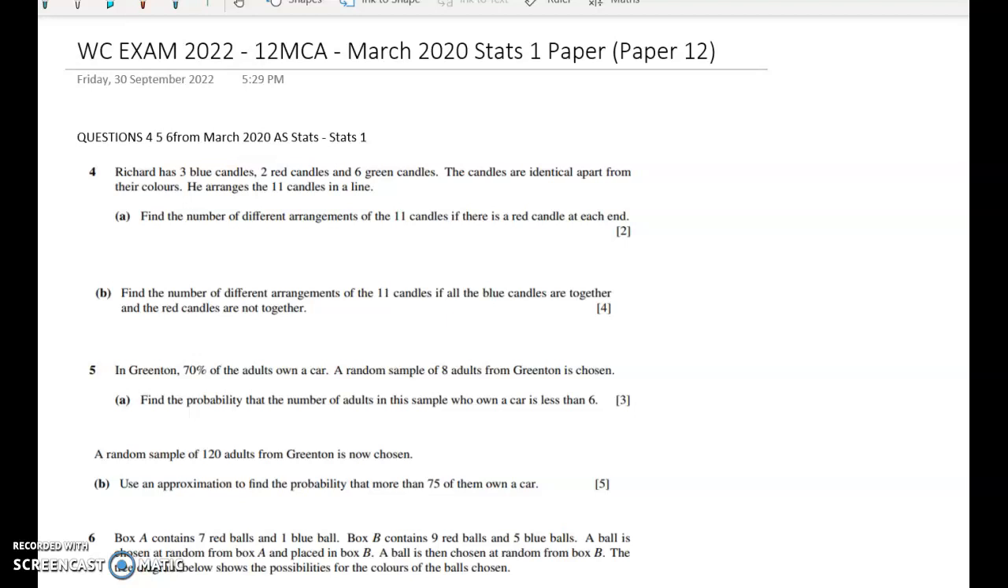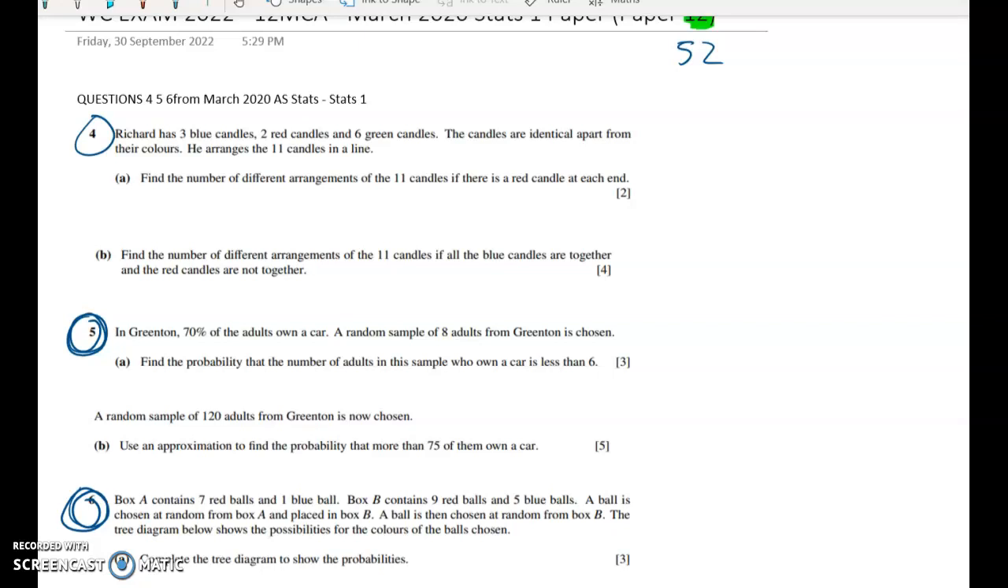This is the second part of the level 1 AS stats exam from last week. So this is the March 2020 paper, that's not the right number, it's actually paper 5-2. And we've got 3 questions here. The first one is on arrangements, perms and combs, that's question 4. The second one is a distributions question. And the third one is a probability tree question. So I'm going to go reasonably quickly.